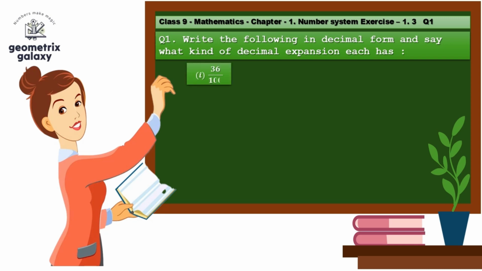First subdivision is 36 by 100. So you do the normal division. Divide 36 by 100. So 36 is smaller than 100. So what will you do? Put a point and add one 0.